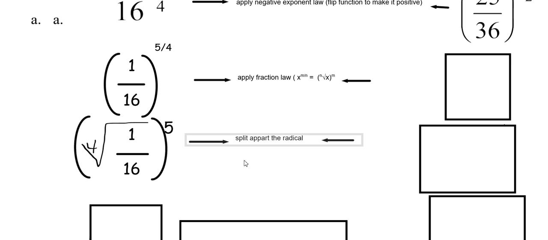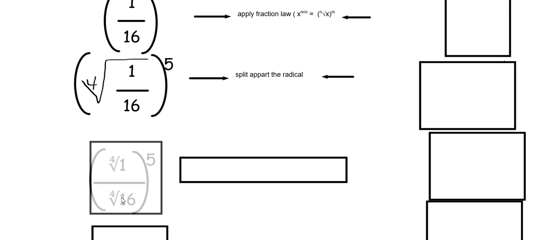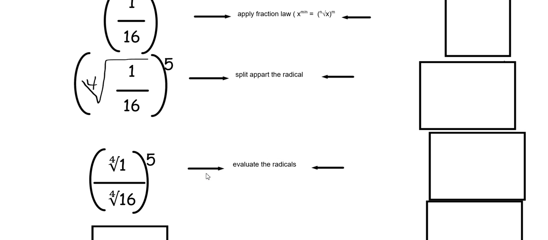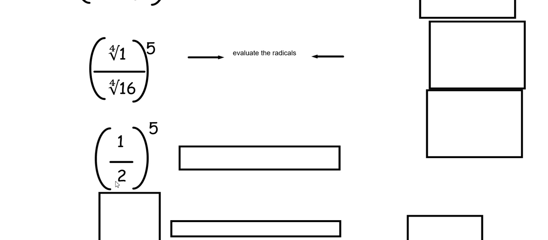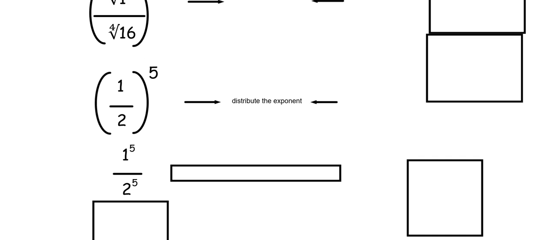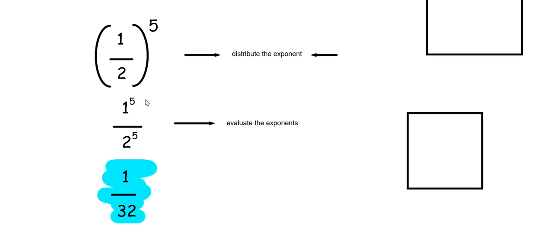Now with this, I'm going to split apart my radical, so fourth root of 1 over the fourth root of 16, all to the power of 5. And I'm going to now evaluate those radicals, and I'm going to get 1 over 2 to the power of 5. Now I'm going to distribute my exponents. It's going to go to the 1, it's going to go to the 2. So 1 to the power of 5, 2 to the power of 5. I'm now going to evaluate my exponents, and I'm going to get 1 over 32.